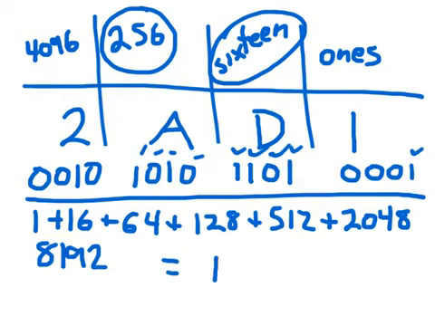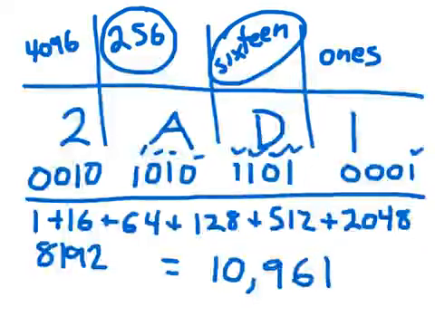So if we add these values all together, we get 10,961. So you see it works in the exact same way, but I would argue that it's easier to do that in hexadecimal because you really only have to add 4 numbers together rather than potentially a dozen numbers.